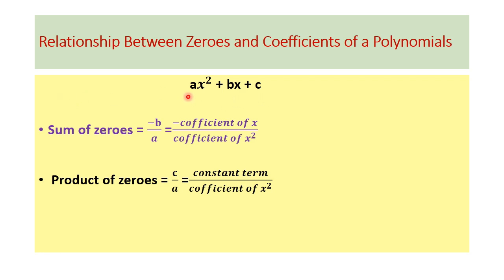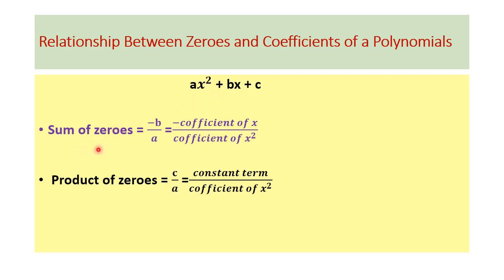Now we have a quadratic polynomial ax square plus bx plus c. Here coefficient of x square is a, coefficient of x is b, and c is a constant term. When we break the middle term of this quadratic polynomial, we get two answers in the last. Those we get in the last are known as zeros of this quadratic polynomial.